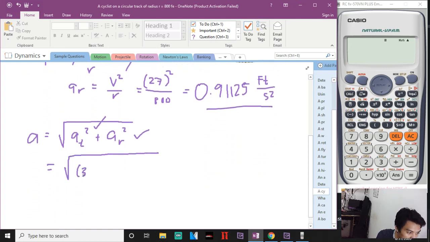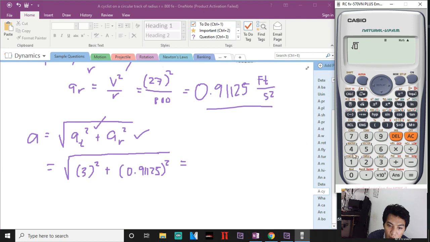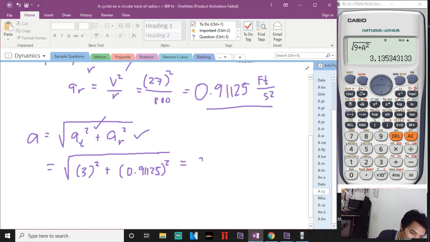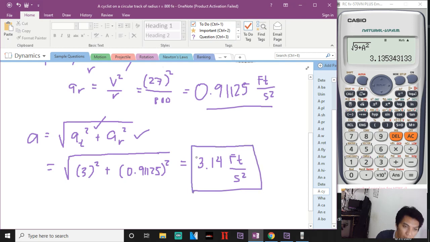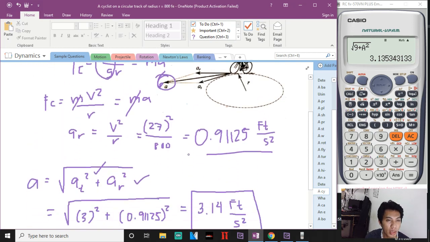So, 3 squared plus 0.9115 squared. So, the acceleration will be 9 plus 0.9115 squared, 3.14 fps. 3.14 feet per second squared. Ganun lang kadali. Now, you have the calculation.